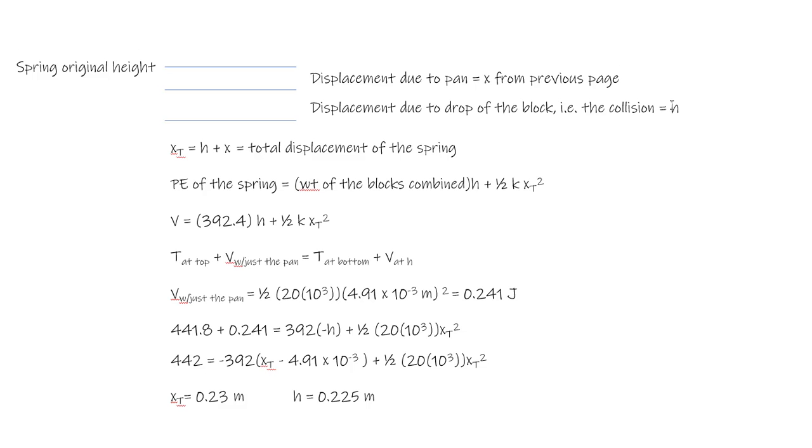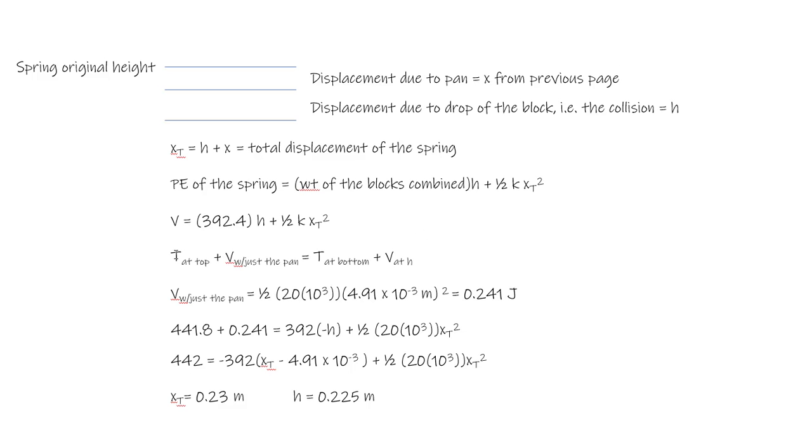So let's look at that for a second, because our height h is going to be important, because our total displacement of the pan is going to be h plus x. So when we're rewriting that conservation of energy equation, we've got the potential energy of the spring equal to the weight of the blocks combined times that change in height plus our total deflection. So if we rewrite this, I've got the V which is going to equal this right here. But let's look at it a little differently.